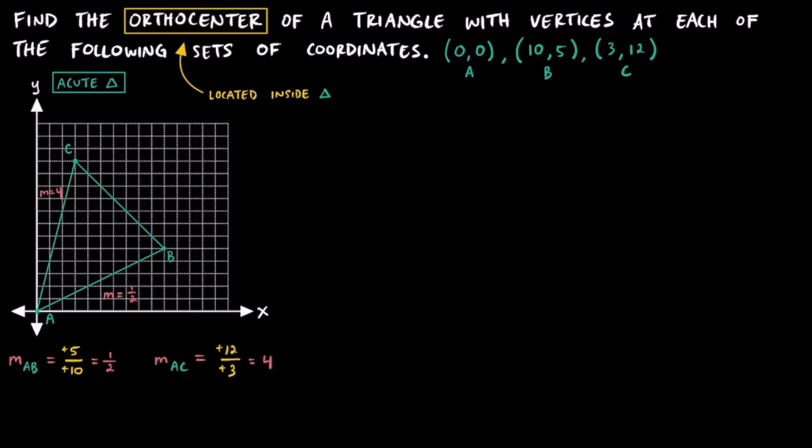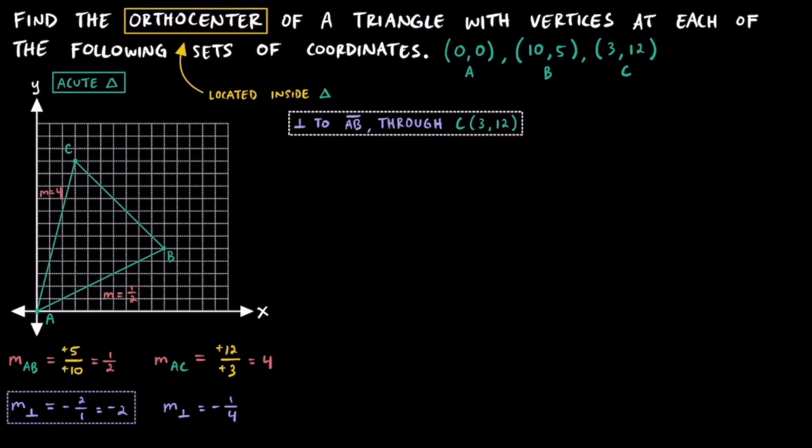Remember, perpendicular lines have opposite reciprocal slopes, so if segment AB has a slope of 1/2, then its altitude is going to have a slope of -2, and if the slope of segment AC is equal to positive 4, then its altitude is going to have a slope of -1/4. Let's go ahead and find the equation of the altitude that's perpendicular to segment AB but goes through point C, which is (3, 12).